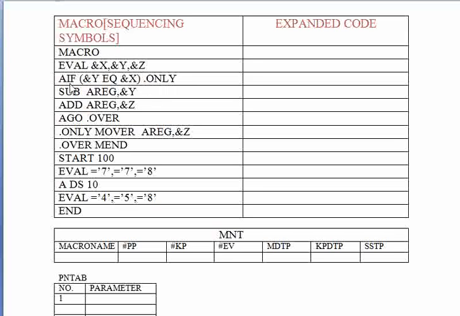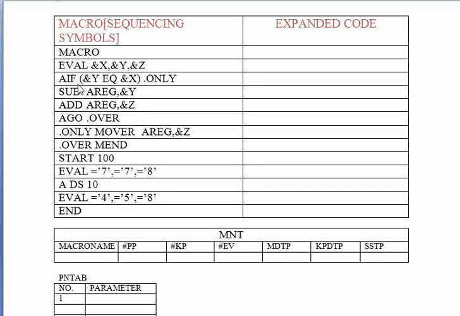These are associated with statements called conditional expansion statements, like AIF and AGO. AGO is an unconditional branching statement, where we transfer the control without checking any condition to the line where .only appears as a label. AIF is conditional branching, where we check the condition, and if the condition is true, then we branch to the line where .only appears as a label. If the condition is false, it goes to the first line following this AIF statement.